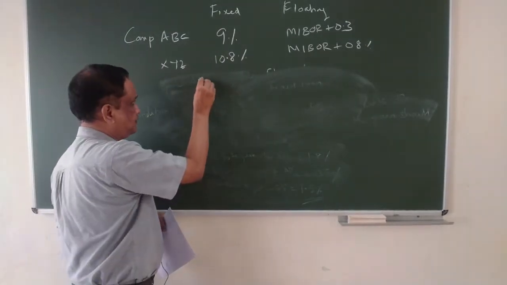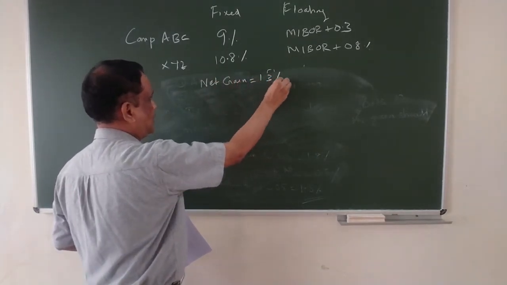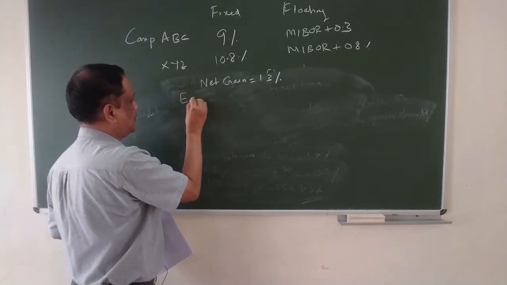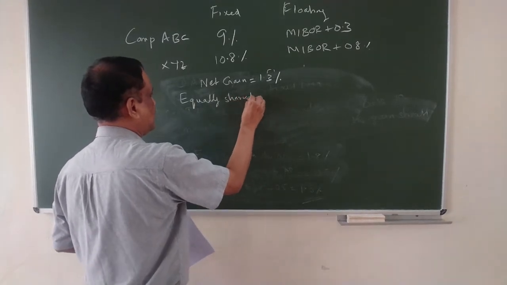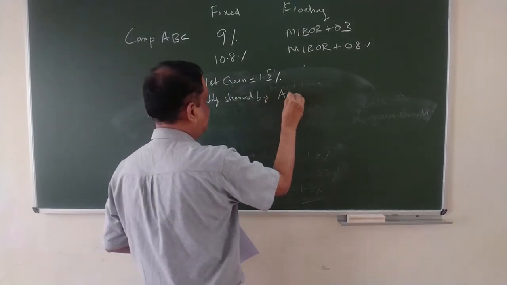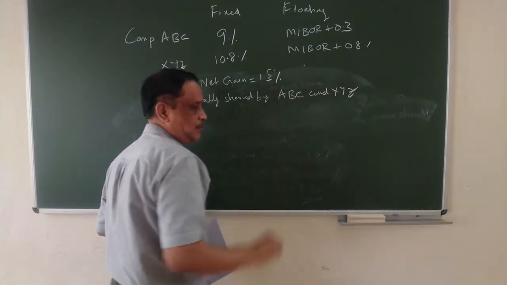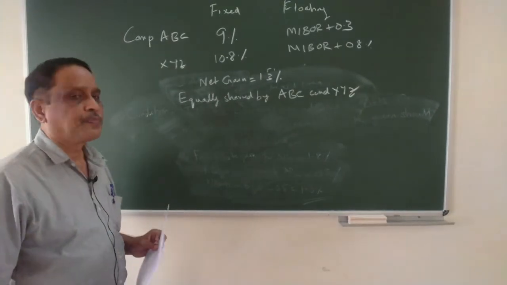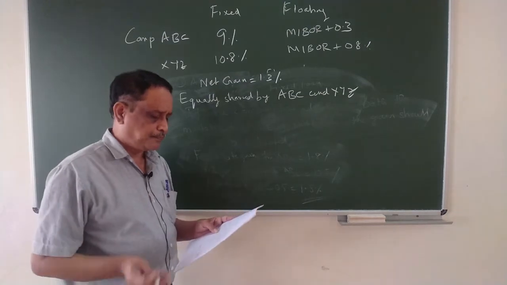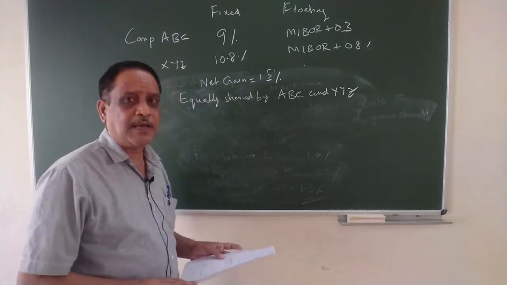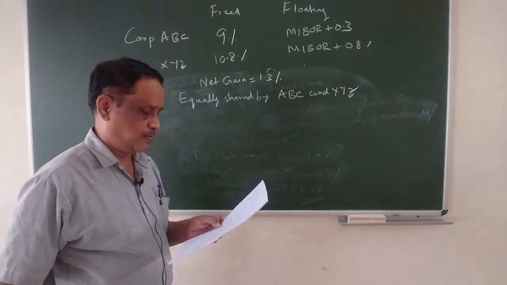So net gain is 1.3%, equally shared by ABC and XYZ. Okay. Now, what is happening is, company ABC action. What company ABC will do and what company XYZ will do.